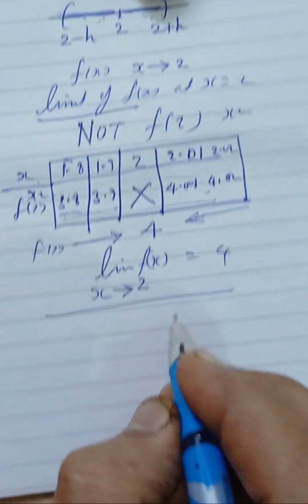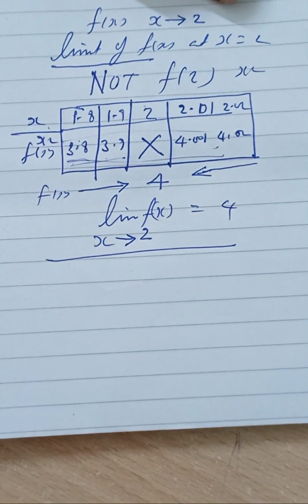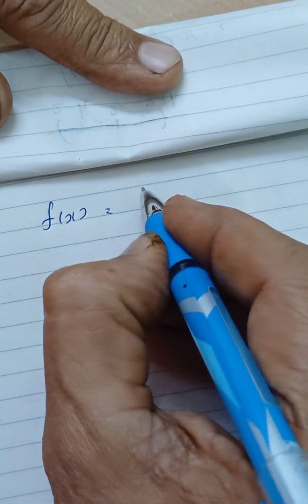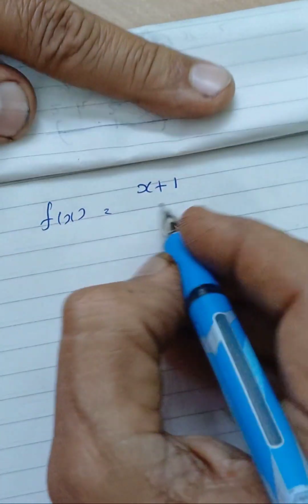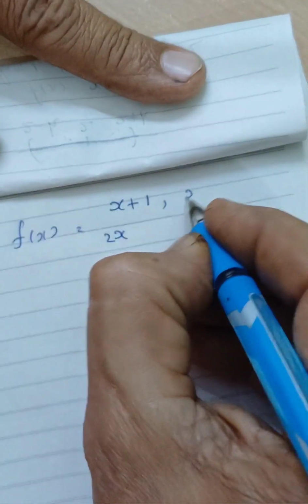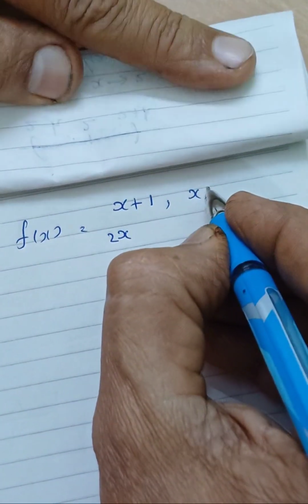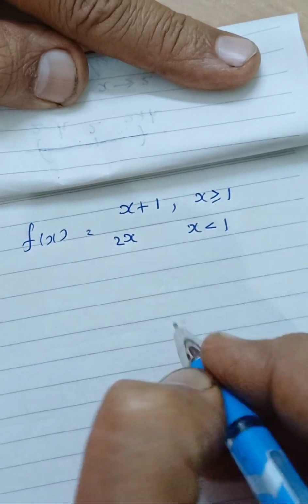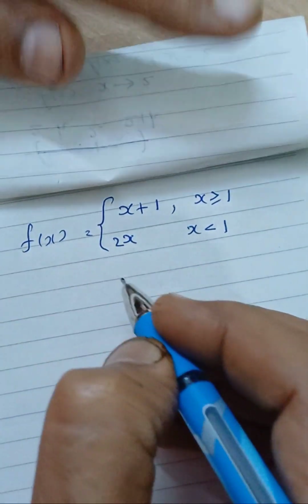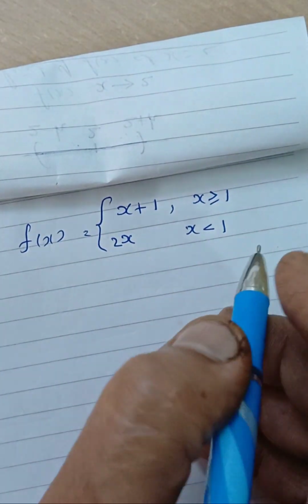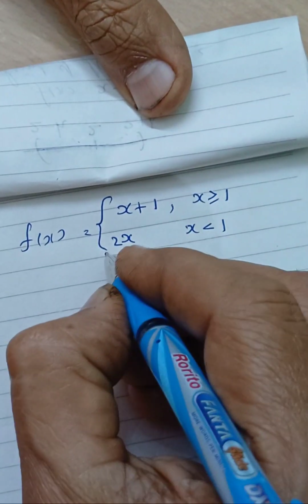Now suppose I have a function where f of x is x plus 1 for x being greater than or equal to 1, and f of x is 2x for x being less than 1. So you may think, how do we define such functions? It's up to us to define the function. You can define them in as many ways as you like.